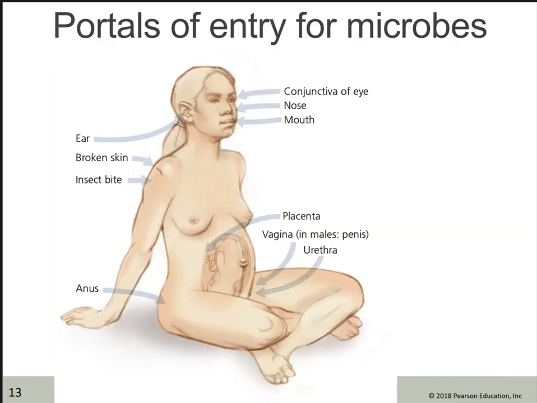There are many different portals of entry for microbes. In addition to needles, there are microbes that can get in through the eye, the nose, the mouth, the placenta, the vagina, the urethra, the anus, the ear, broken skin, or insect bites. So basically any opening you can think of, whether natural or openings that can occur through broken skin or insect bites, can be a way for microbes to get in.